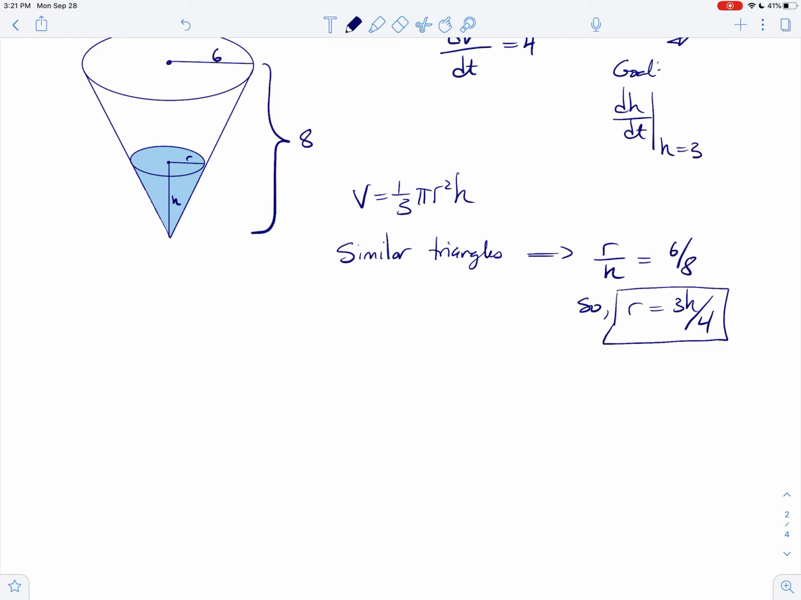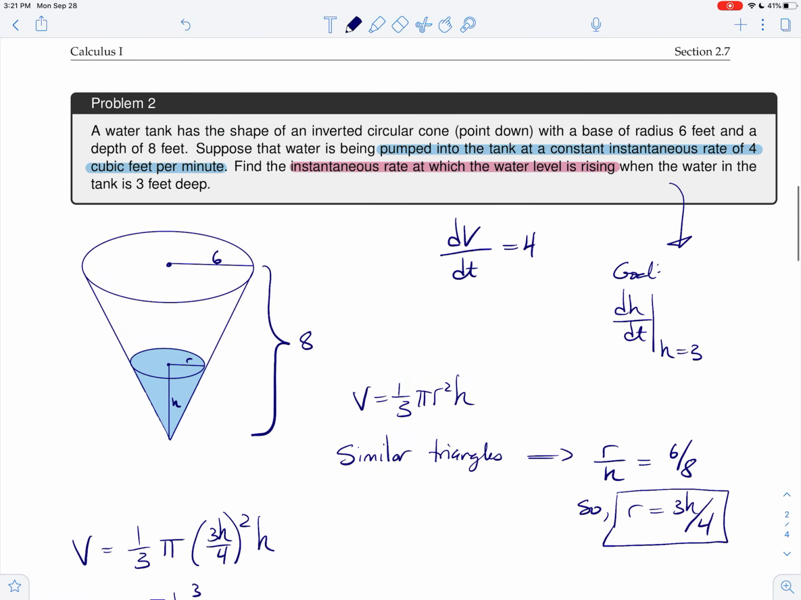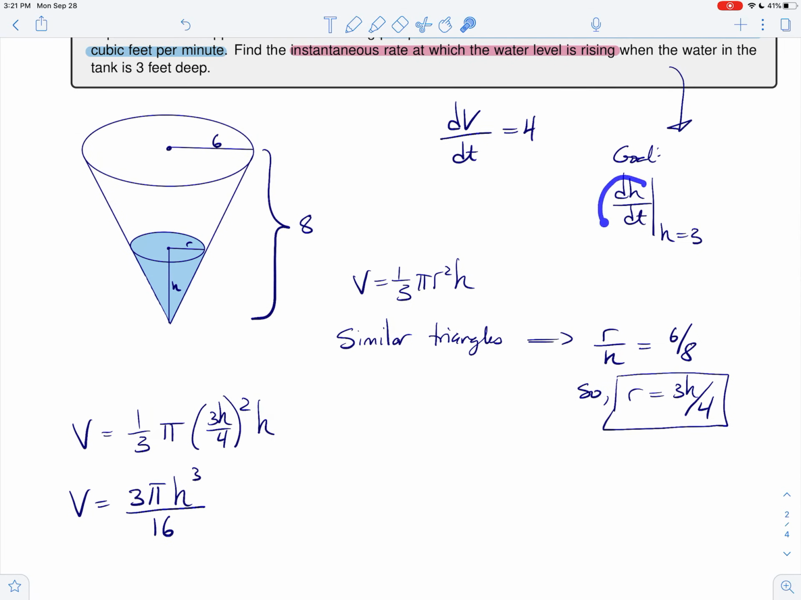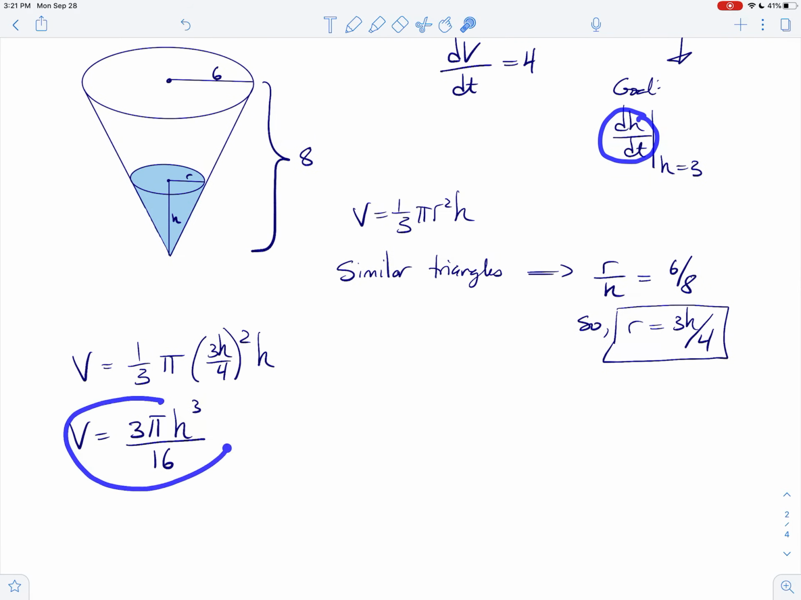And so I get that V is equal to 1/3 times π, and instead of r, I'm going to write (3h/4) squared times h. Now I'm going to clean that up a little bit. When I square out the 3's, I'm going to cancel one. So I'm going to get 3πh³ all over 4 squared, which is 16. So I get 3πh³/16. That's my volume. Okay, at this point, I'm in really good shape. So my goal is to find dh/dt. I've got my formula entirely in terms of h.